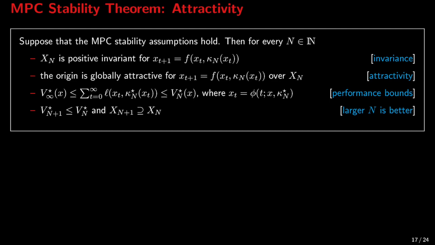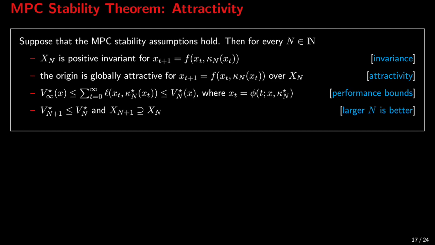Let's break it down and see what this means. Wherever you start inside XN, you will, needless to say, remain inside XN. You will not go outside of this set. So all constraints will be satisfied. That's the invariance statement we have here. And second, you will converge to the origin, which is fantastic.